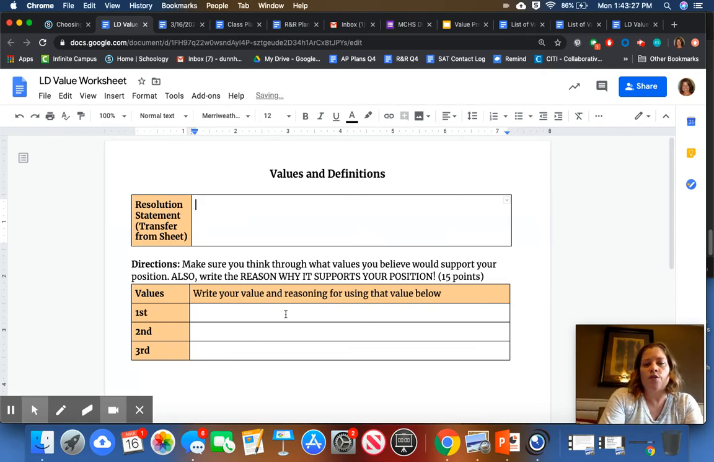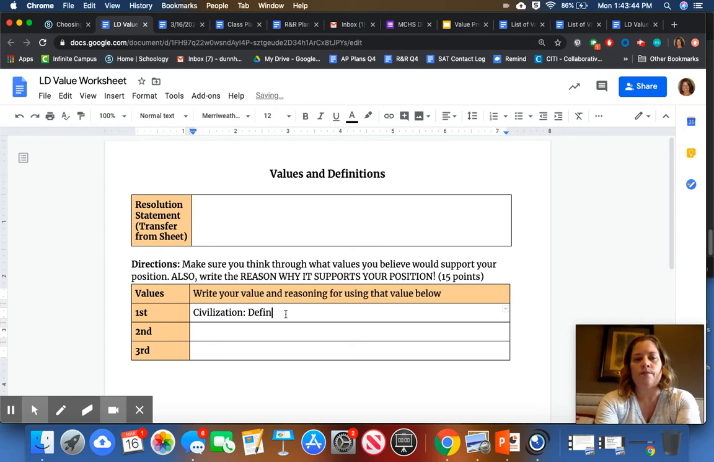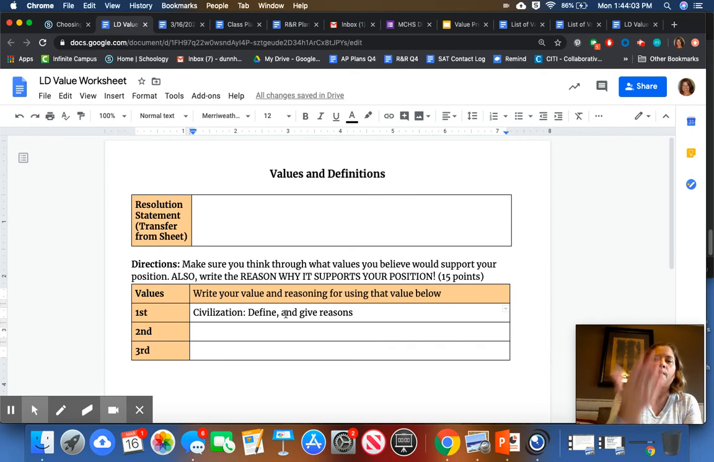All right, and then go to your value premise worksheet that we looked at. Think about whatever your resolution statement is, and I want you to choose 3 values that you could use in your debate. And in the boxes right here, you're going to include the value, like civilization, and the definition of that appears on the worksheet, and explain why that's a good reason for it. So, like I said with the poverty thing, civilizations that have reached a certain level of development should provide help for people who are less well off than others. That would go into that value explanation.